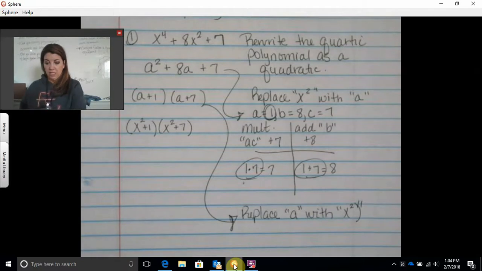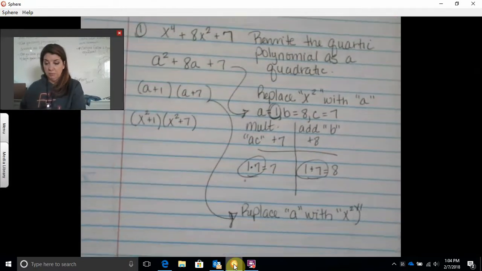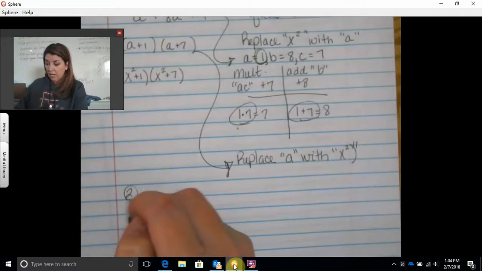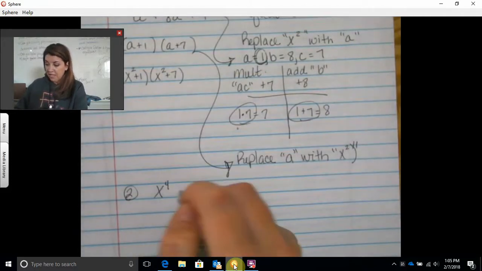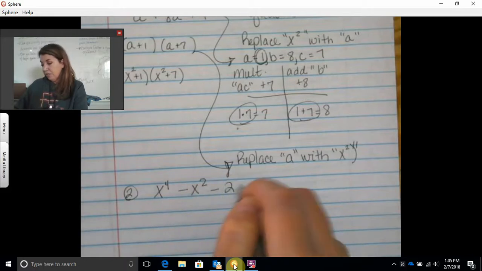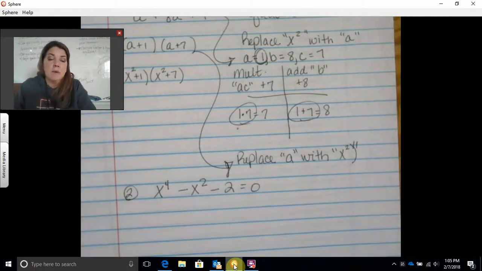Okay, so let's try this one. X to the 4th minus x squared minus 2 equals 0. Now, in my classes that have already taken the chapter 6 test, they say, "I don't know where to start. When I look at it, I don't know what it is." That's why I keep asking you the questions over and over every time, because I want you to ask them in your head. You have to look at it and identify it and know what kind of problem this is and how to factor that particular problem.